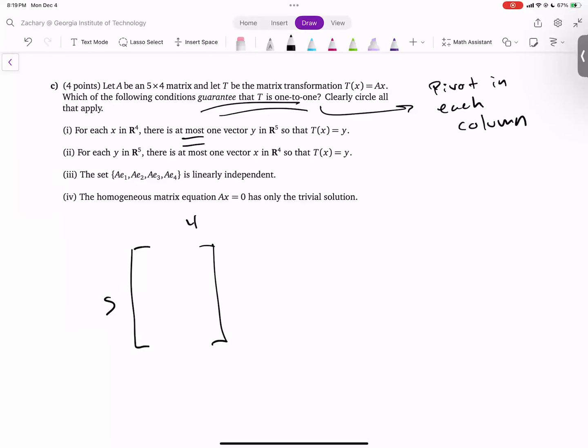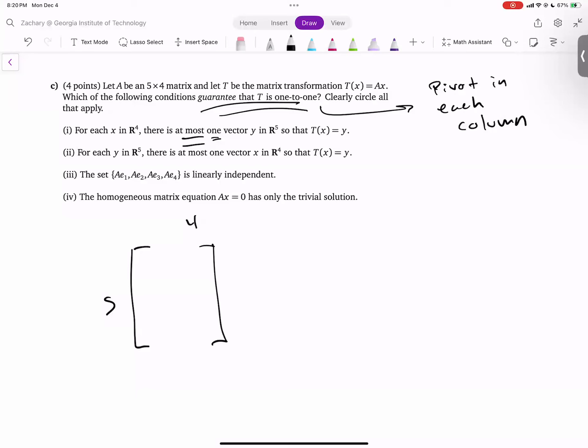So another way to say one-to-one is to have at most one solution for something. No y has multiple x's going to it. That's what we define one-to-one as. So this first one, C1, says for each x, there is at most one vector y such that T of x is equal to y. At most one tells me how many free variables? Zero. There's nothing with infinite solutions. So we have zero free variables, so each column is a pivot.